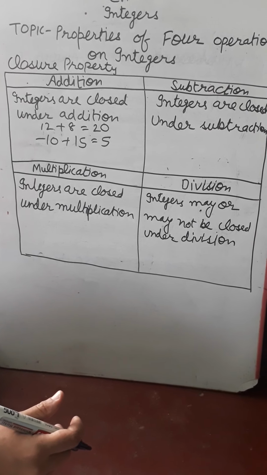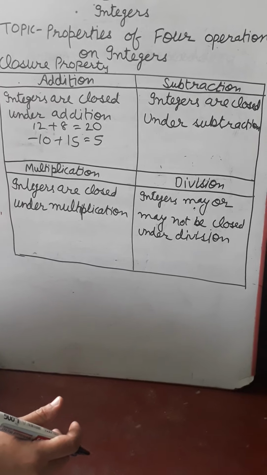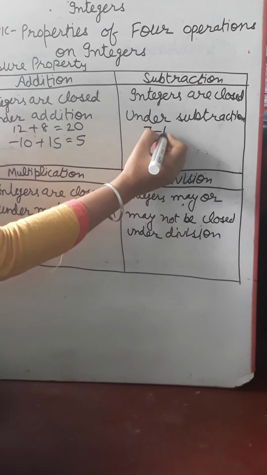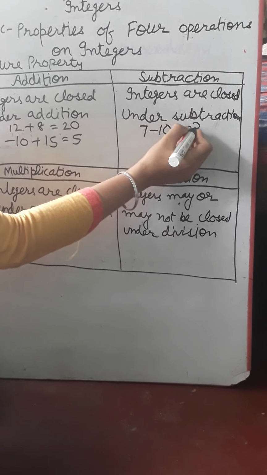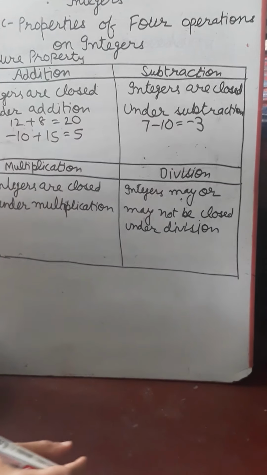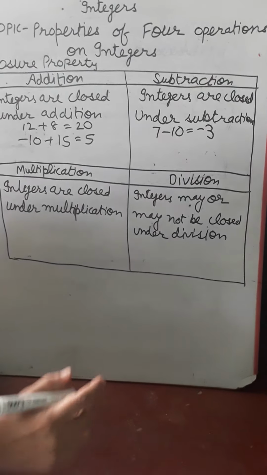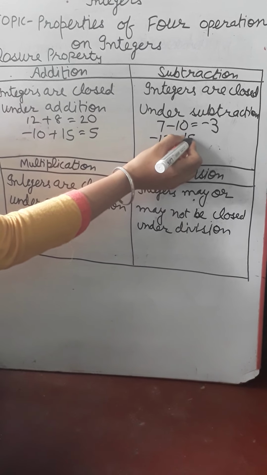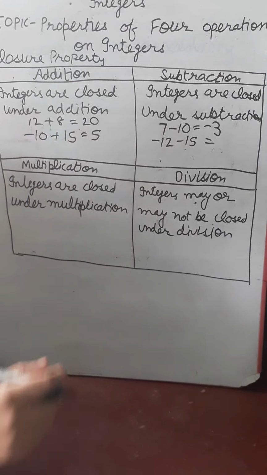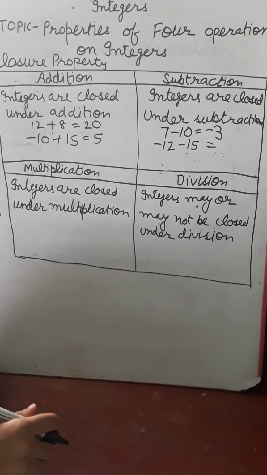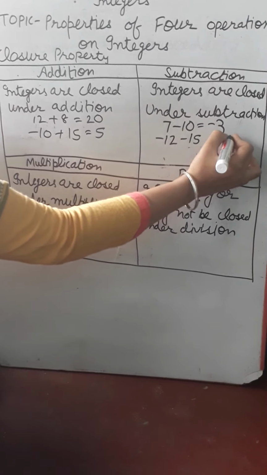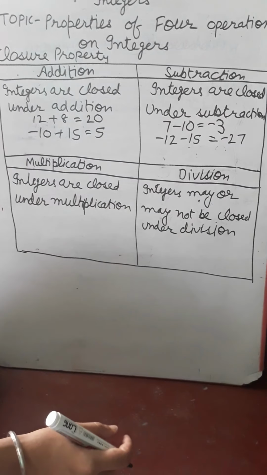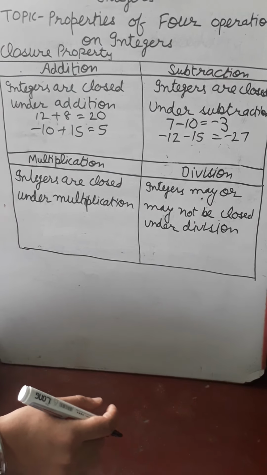Integers are closed under subtraction also. Let me take an example. 7 minus 10. What will we get? Minus 3. Minus 3 is an integer. Minus 12 and minus 15. Both are negative terms, so they will add to minus 27. Minus 27 is also an integer. So integers are closed under subtraction.